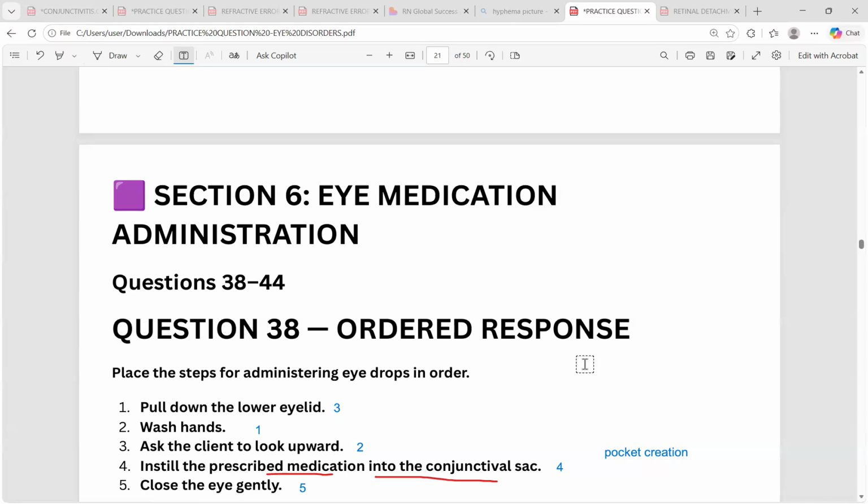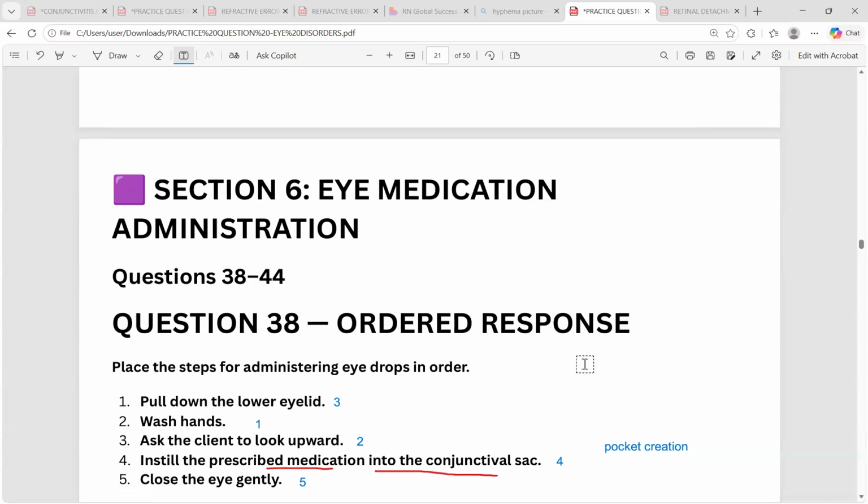In addition, the next step is to keep the index finger on the inner aspect of the eye. Why? Because it prevents systemic absorption of the drug. Immediately through the nasolacrimal duct, this medicine can go into systemic circulation. So to prevent systemic circulation of the medicine, we instruct the client to hold the inner part of the eye, and the medicine can spread in the entire region of the eye. That's the procedure for eye medicine. This is very important.